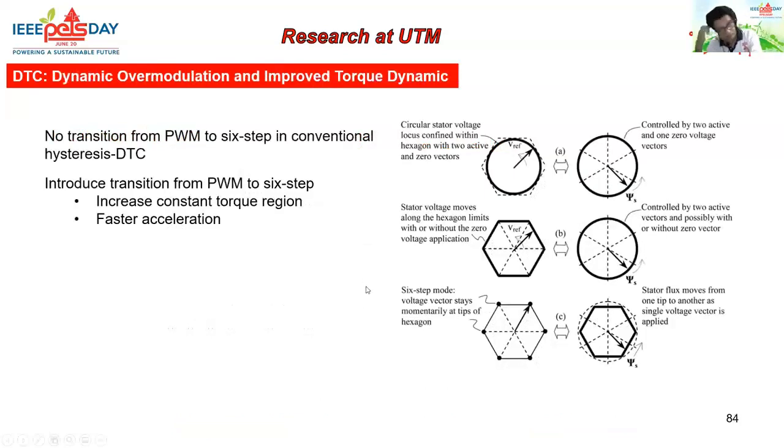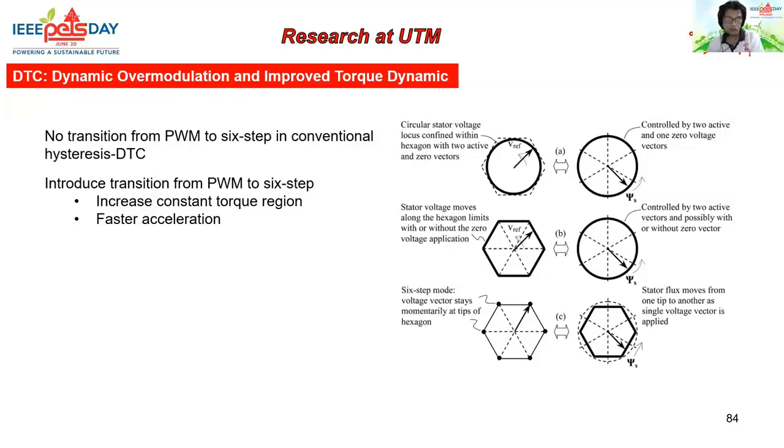The next work on the DTC is to look at dynamic overmodulation and to improve the torque dynamics of the system. All right, because in the conventional DTC there is no smooth transition from PWM to the six-step voltage when you run the speed beyond the base speed.